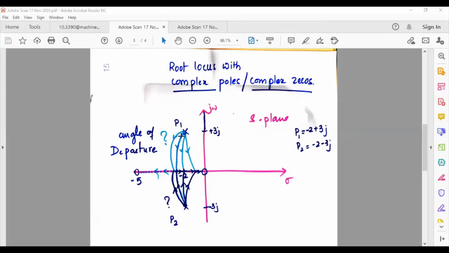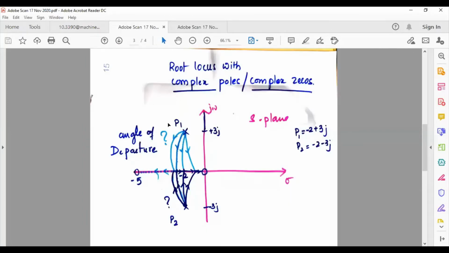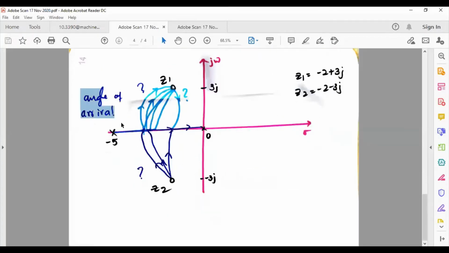For a complex pole, the angle at which the root locus starts is called the angle of departure. I repeat again, this additional step is only for the complex poles and complex zeros case. The angle with which the root locus starts from a complex pole is called the angle of departure, and the angle with which the root locus ends at a complex zero is called the angle of arrival. So now we need to study the angle of departure and angle of arrival.